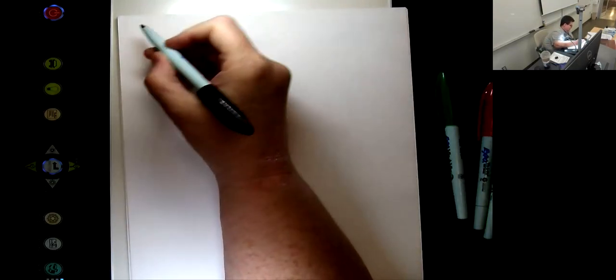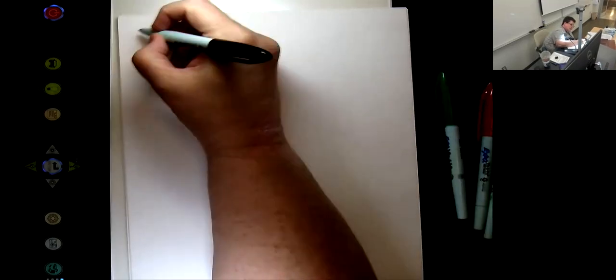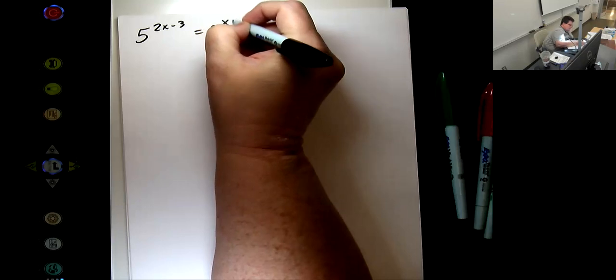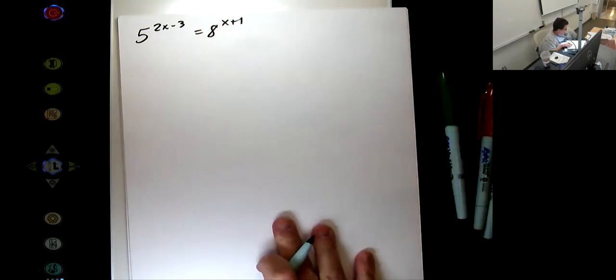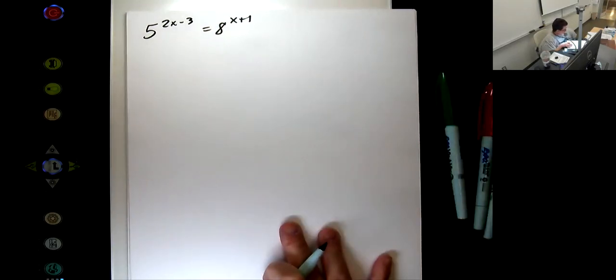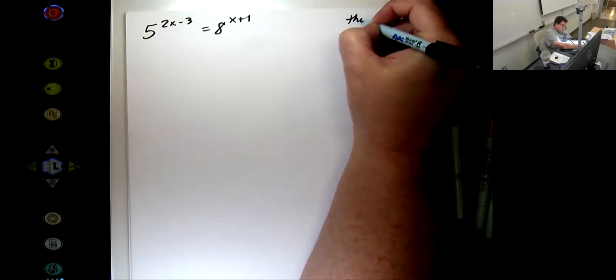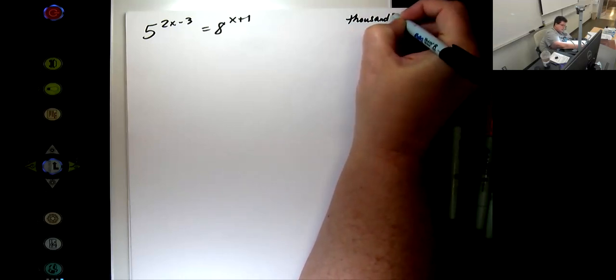All right, next example. Let's kick it up a notch. Let's go to the thousands place. 5 to the 2x minus 3 equals 8 to the x plus 1, yes.